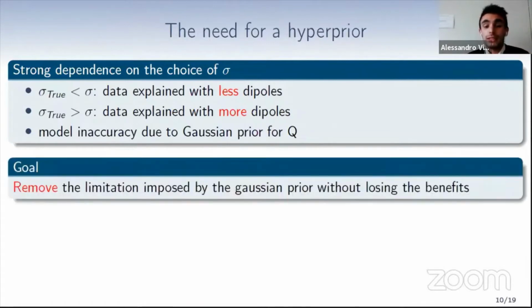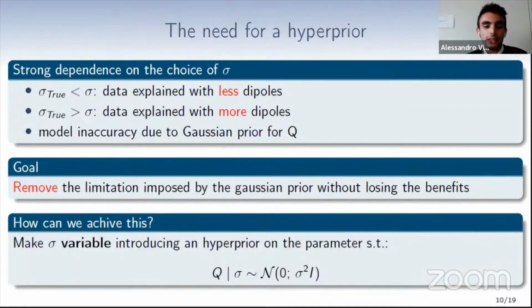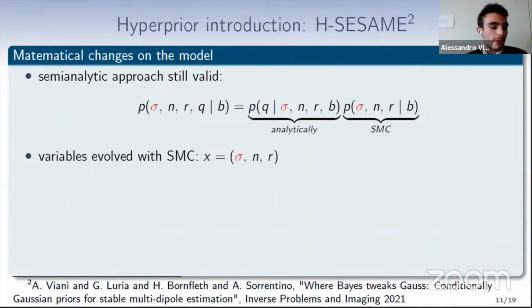So the goal is to remove this limitation, but we don't want to lose the benefits related to the conditionally linear Gaussian structure, with the semi-analytic Monte Carlo samplers. So we want to make this parameter, which is the problem, a variable of our model, and this is equivalent to the introduction of a hyperprior into the model. With this hyperprior, we can again simplify the problem using the conditionally linear Gaussian approximation, with the only difference that we have one more degree of freedom, one more variable in the problem.